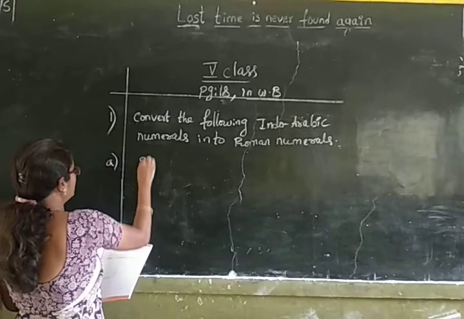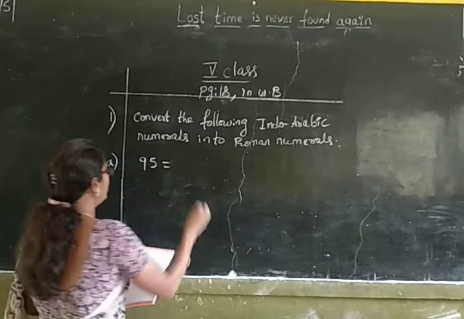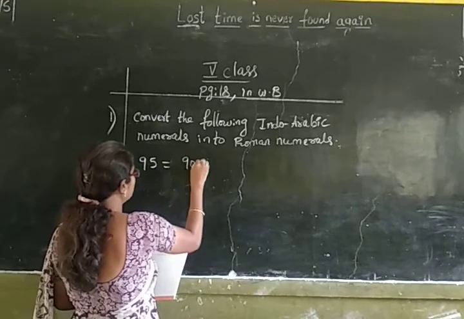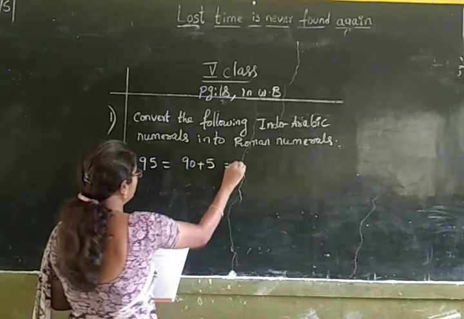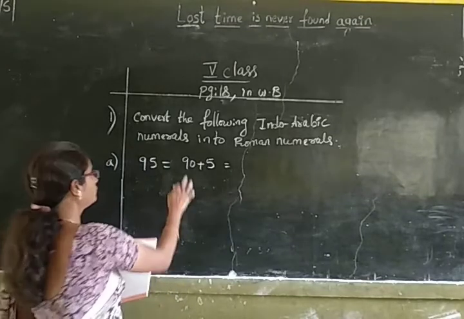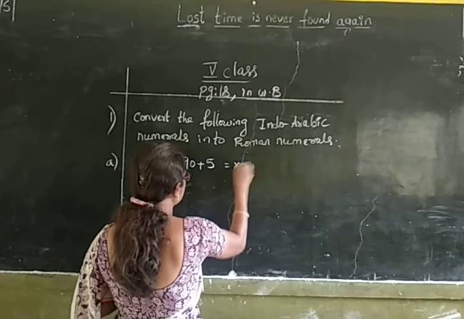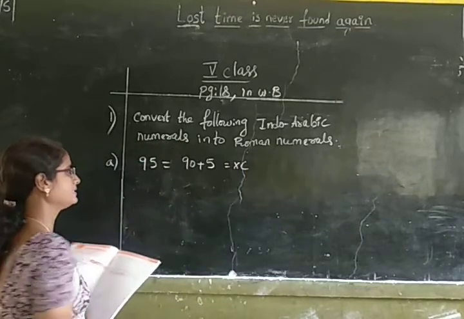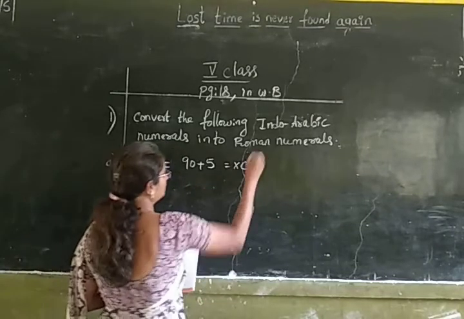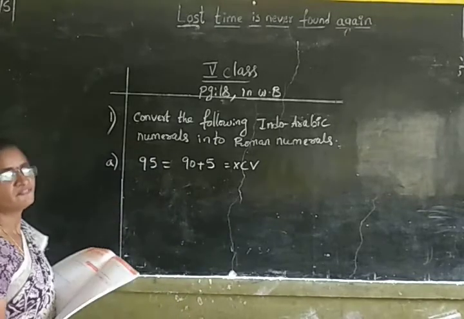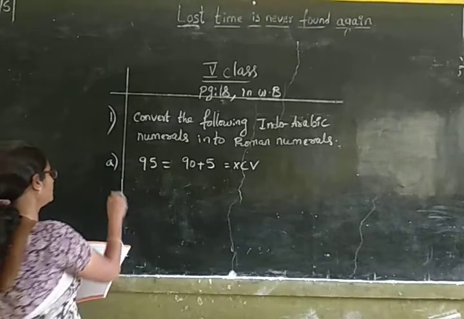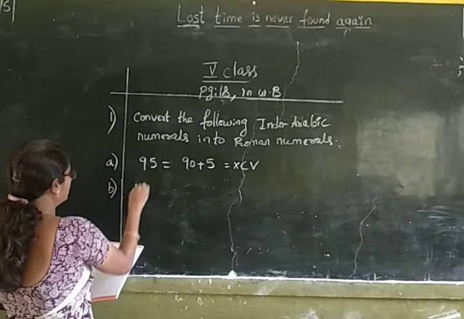First one is 95. You can write 95 as 90 plus 5. You know that 90 means XC, and 5 means V. So XCV. Okay, next let us do B sum.